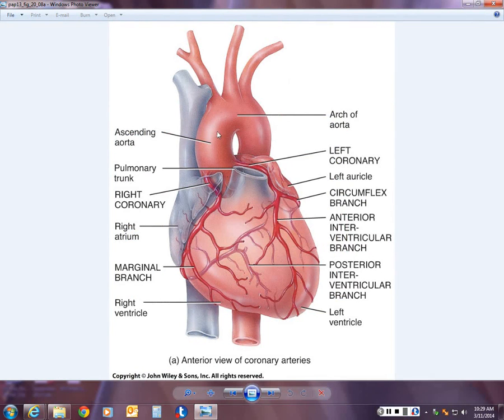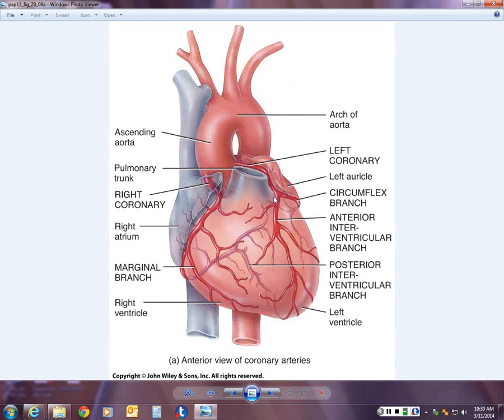So the exit point for oxygenated blood from the heart was the aorta. And the first vessels that arise off the aorta are going to be the left and also the right coronary arteries. These are going to be the main supply for oxygenated blood to the heart. The heart is a muscle. It has to produce ATP in order to keep working correctly. And in order to do that, it needs a tremendous amount of oxygen to do so.